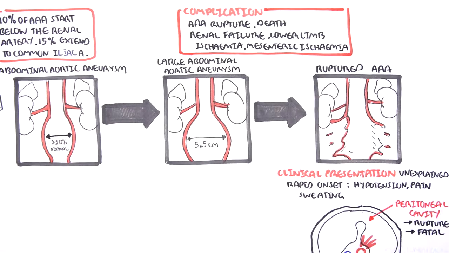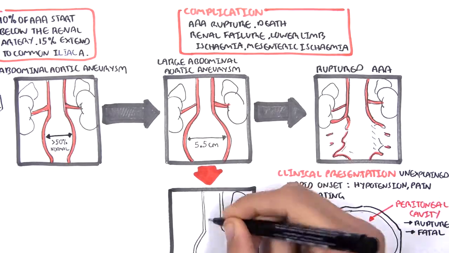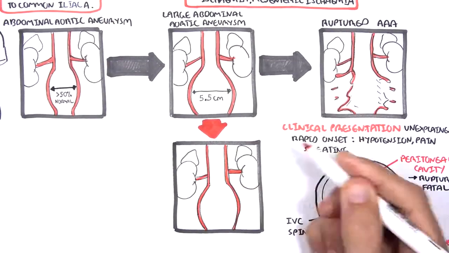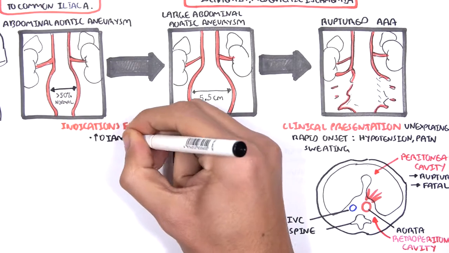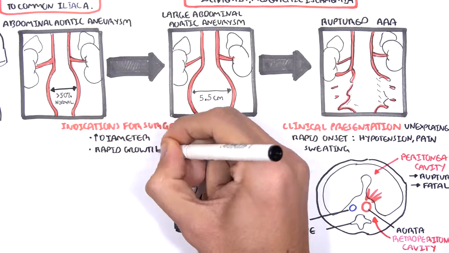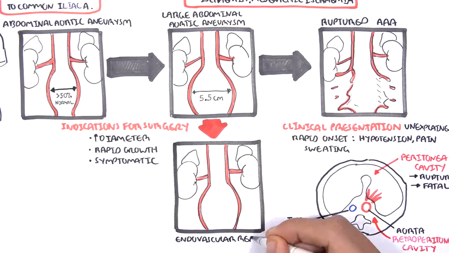So what can be done? Well, in patients with large AAA, 5.5 centimeters or greater, an intervention is required. Surgery is indicated for patients with a AAA with a high diameter, which is rapidly growing when it's being monitored, and for those who are also symptomatic, so complaining of back pain, for example.